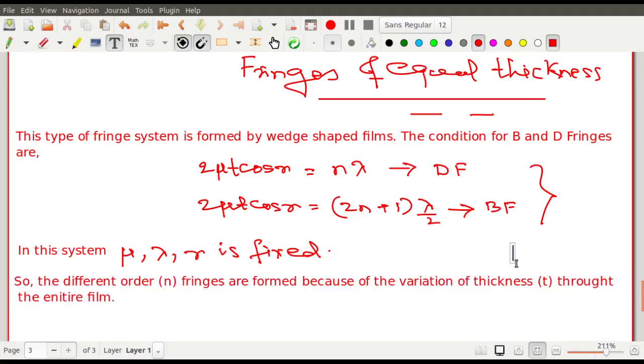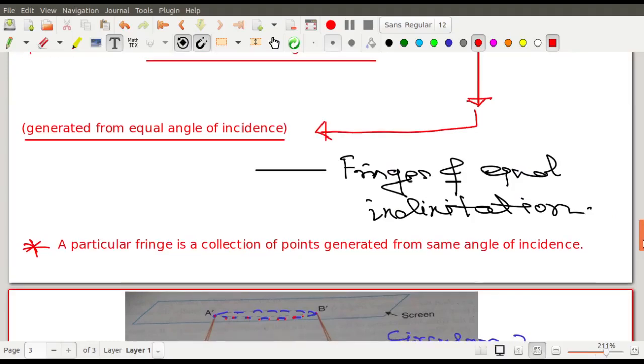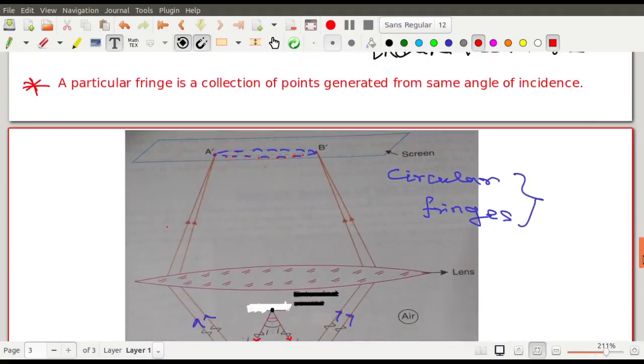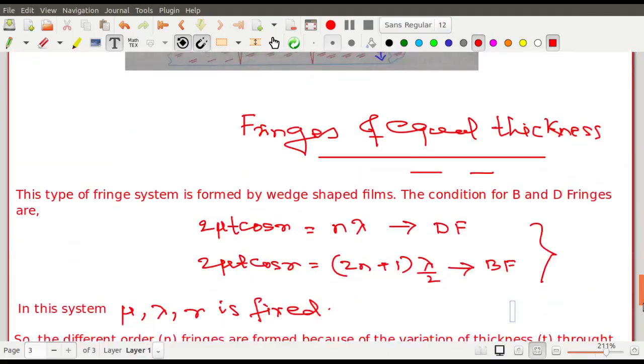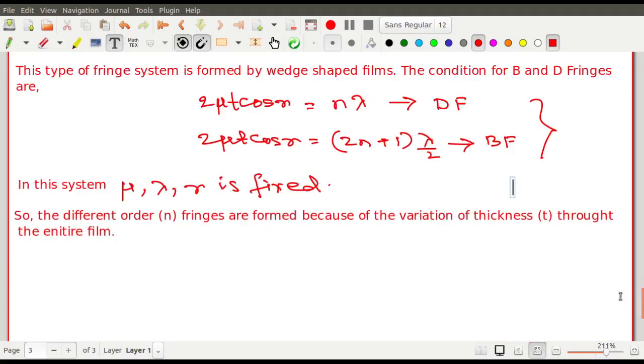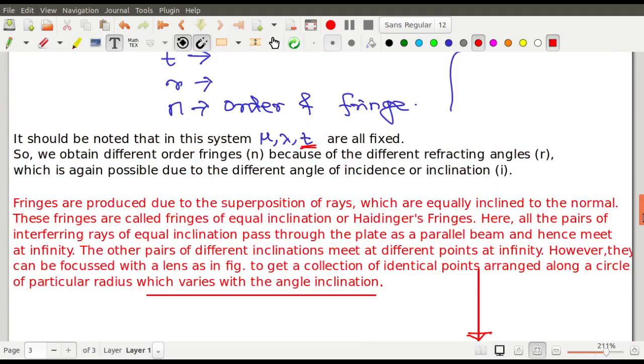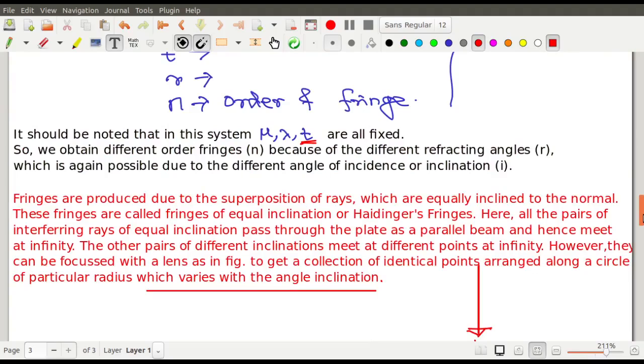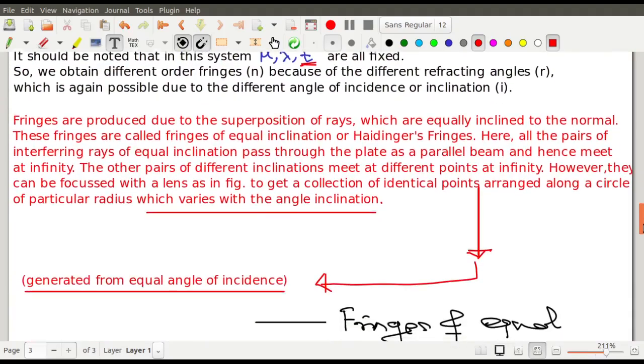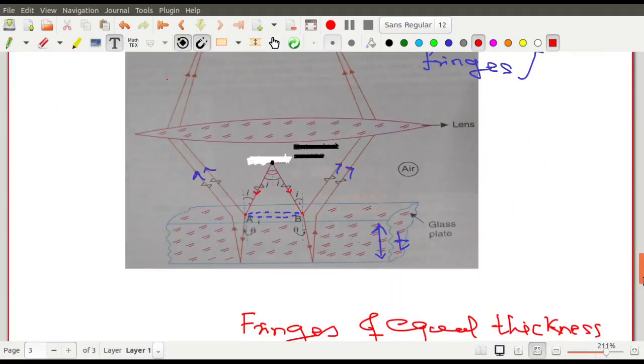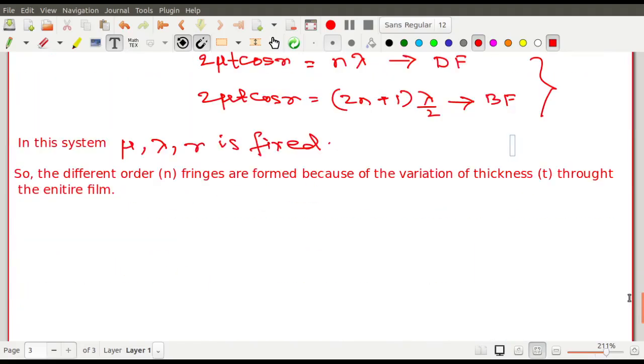Is it clear to you? Now a particular fringe system is a collection of points generated from equal thickness planes. What we wrote here: a particular fringe is a collection of points generated from the same thickness. Different order fringes are formed because of the variation of thickness throughout the entire film. Did I maintain the parity? Have I written it the same way? Okay. Let me write something over here.